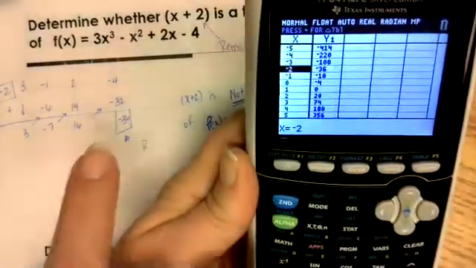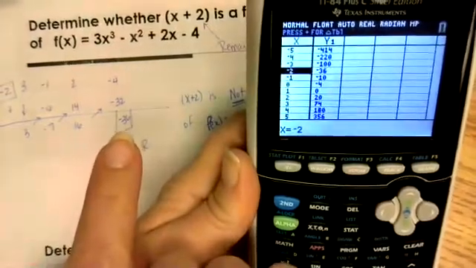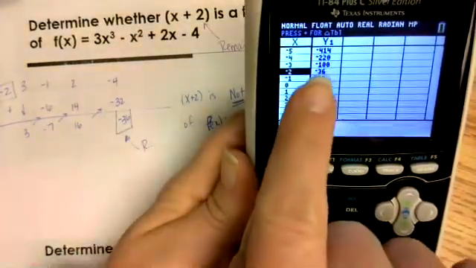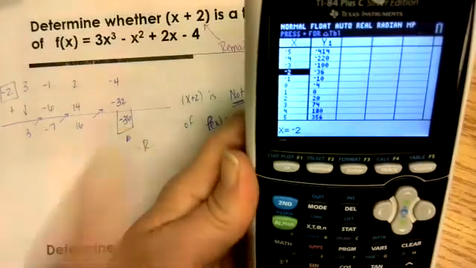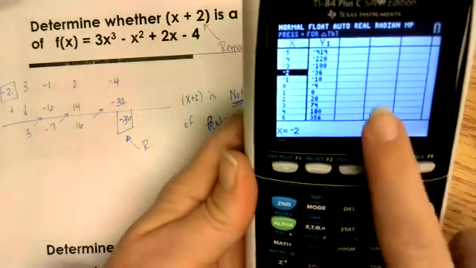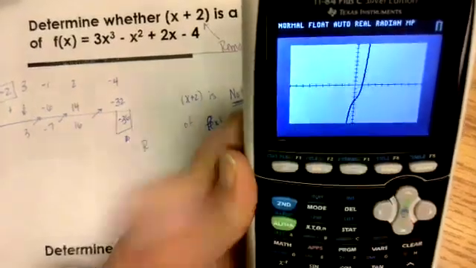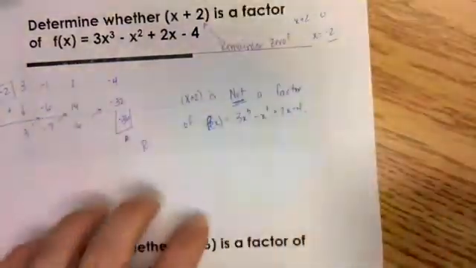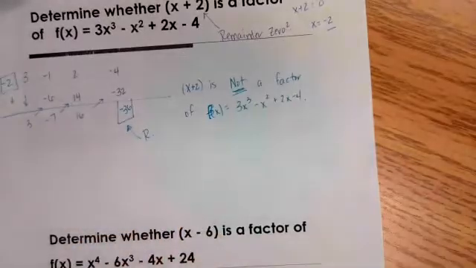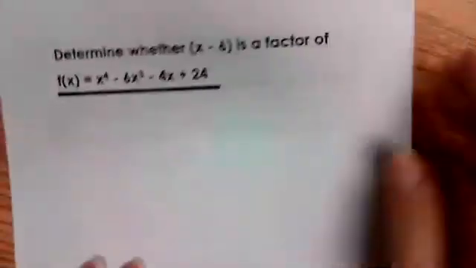-36. What was my remainder? -36. Is that a coincidence? We'll talk about that in the future. So the table can show you, the graph can show you it does not touch the x-axis at -2, but you do have to show your work with division. So let's look at our next example.